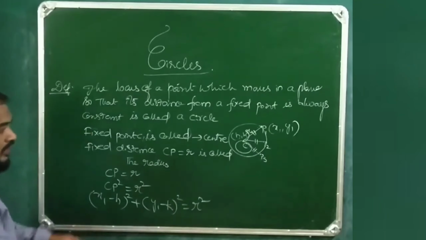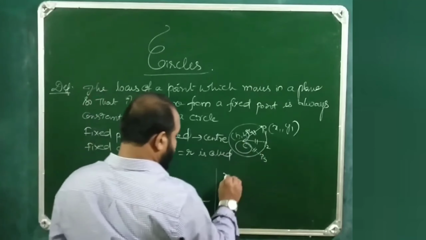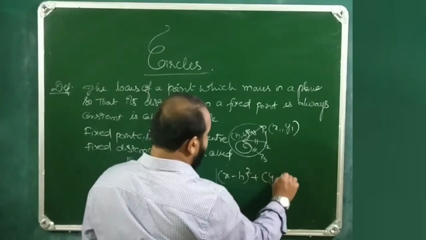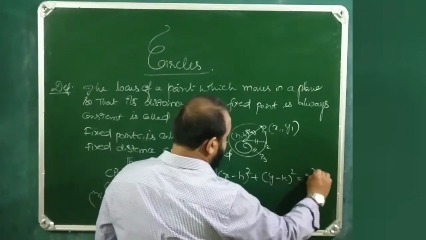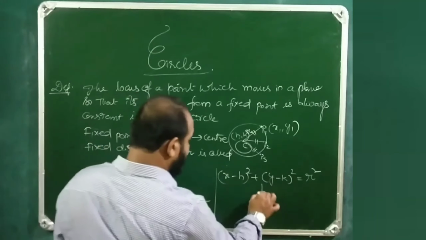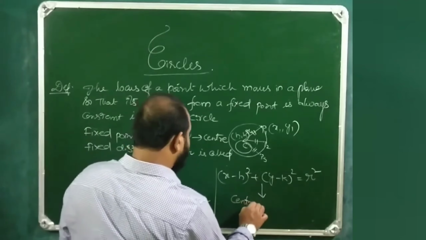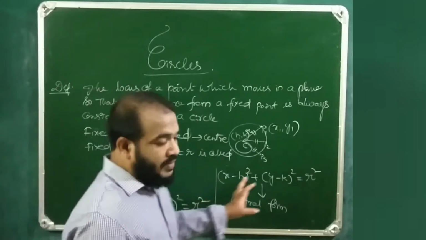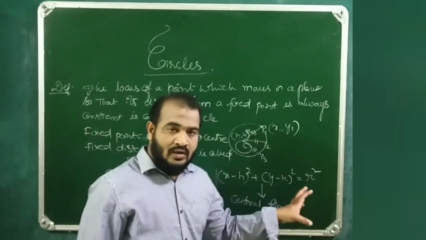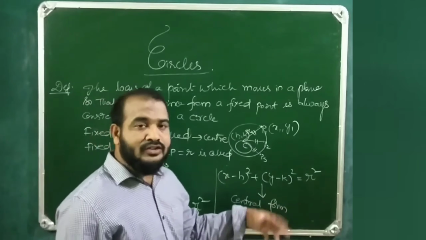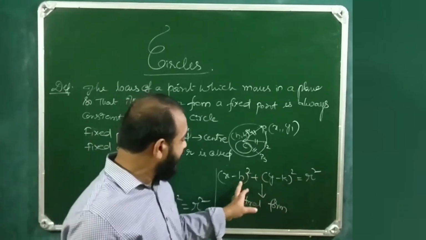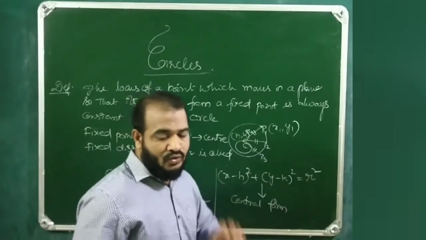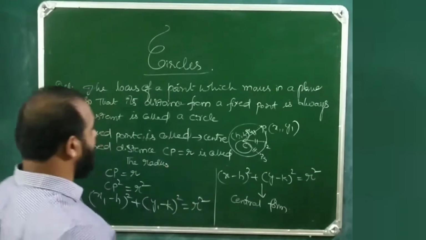Therefore, the locus of point P(x1, y1) is (x minus h) whole squared plus (y minus k) whole squared equals r squared. This is called the central form, and this form is particularly useful when you are asked to find the equation of the circle when the center (h, k) is given and radius r is given. So let us try out some examples.